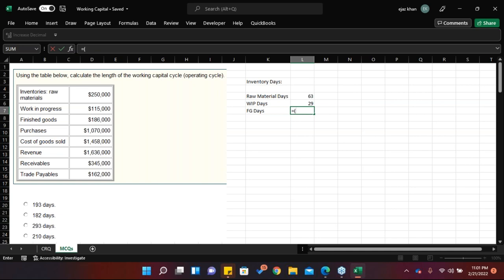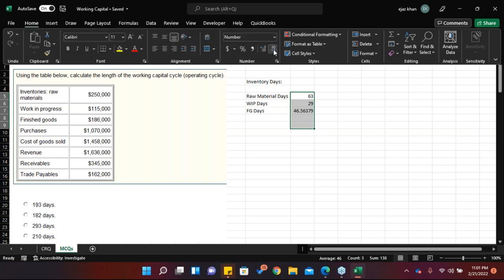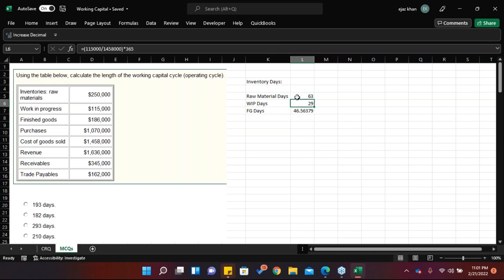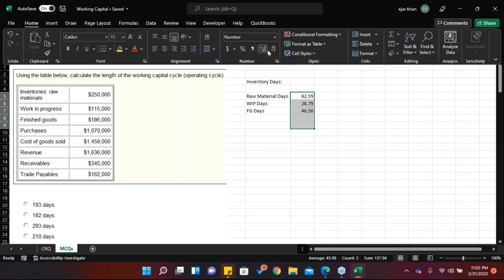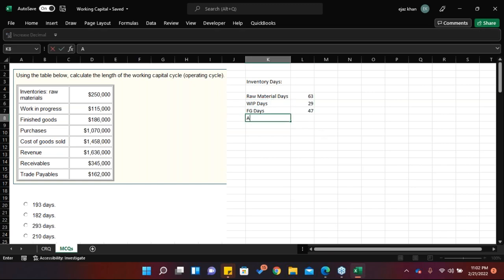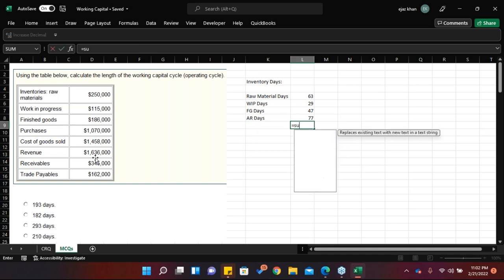Then comes finished goods days. $1,860,000. For finished goods days, it's always the cost of goods sold. Then comes account receivable days. It's the account receivable balance, 345,000, divided by the credit sales, 1,636, into 365. 77 days. Now add all these days.